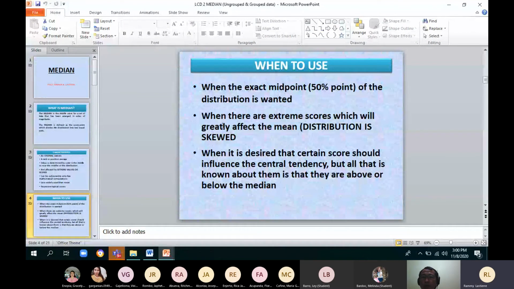When to use the median? When the exact midpoint, the 50 point or 50% point of the distribution, is wanted. When there are extreme scores which will greatly affect the mean, the distribution is skewed, meaning to say, in which direction it is skewed, left or right. In talking about skewed, it is where most of the scores are. For example, you gave an exam to your learners, and then many failed. So, meaning to say, it is skewed to the left.